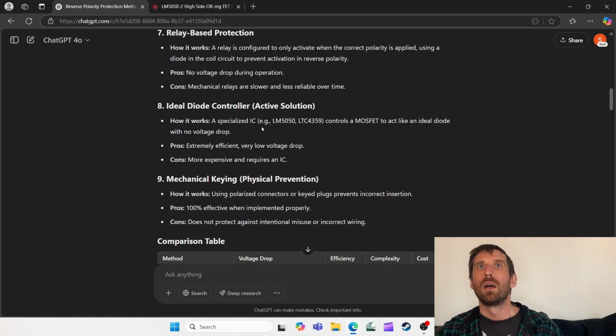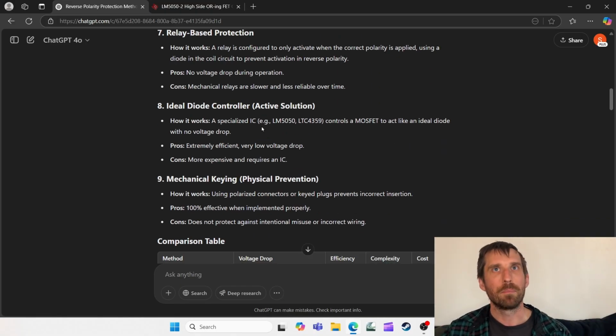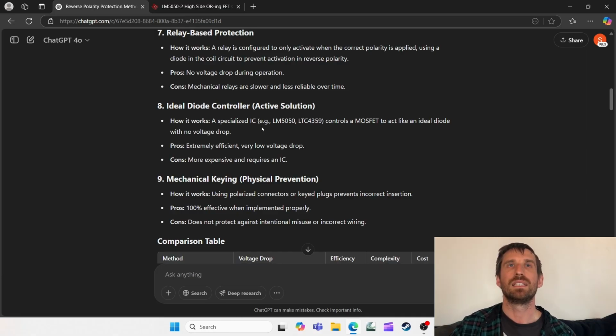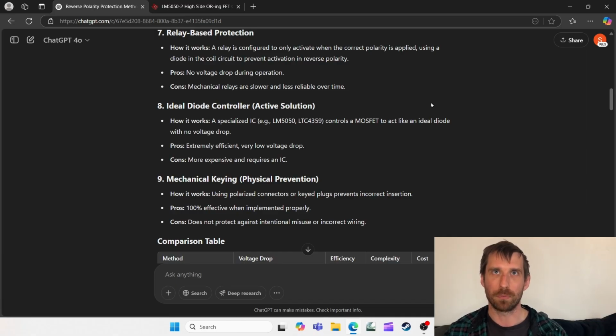So another one I have looked at, but I haven't implemented personally, is called an ideal diode. A specialized IC controls a MOSFET, usually in channel, to act like an ideal diode with no voltage drop. Your normal diode has the voltage drop, as we discussed. This one, nowhere near as bad. Pros: extremely efficient, very low voltage drop. We like that. More expensive and requires an IC.